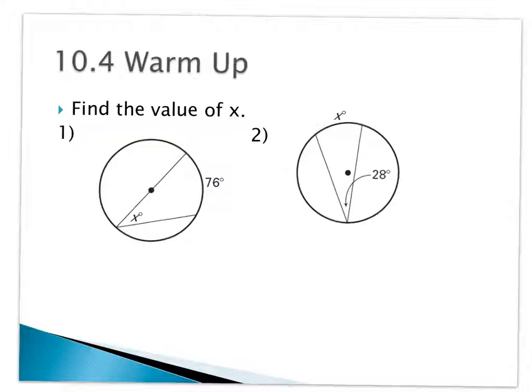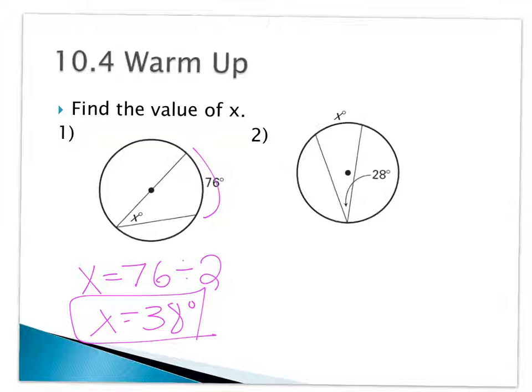So in 10.4 we learned about inscribed angles, intercepted arcs, and then we learned a couple of applications dealing with that. So the inscribed angle, like angle X, would equal what in number 1? 38, half of 76, right? So 76 is the intercepted arc, and the angle would equal half the intercepted arc, in this case 38 degrees.